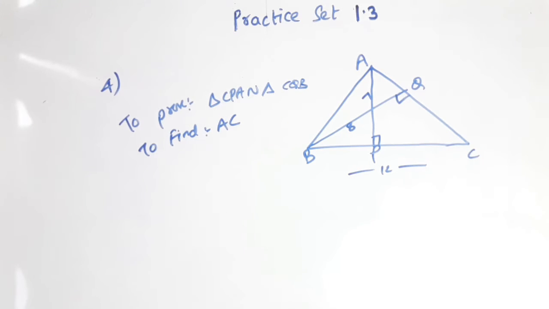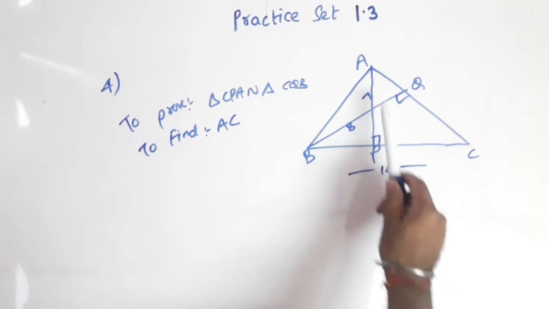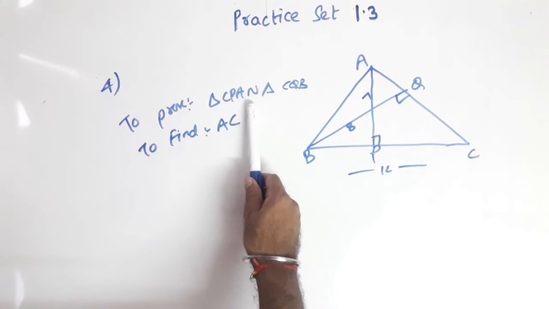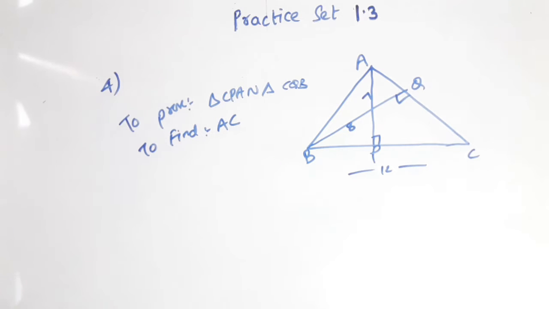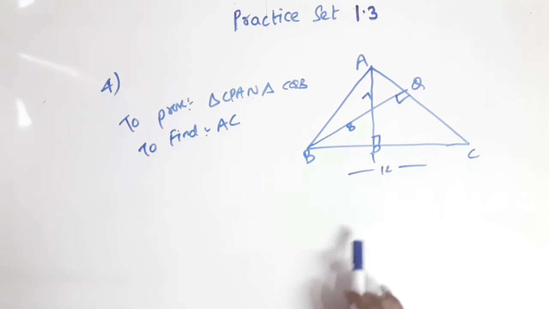So in fourth one we have to do two things. We have to prove the triangle similar and we have to find AC. First let us focus on the triangles that we have to prove similar. So you have to take triangle CPA and triangle CQB. If you can observe CPA and CQB, you can see one common angle. Definitely C is common in both of the triangles.